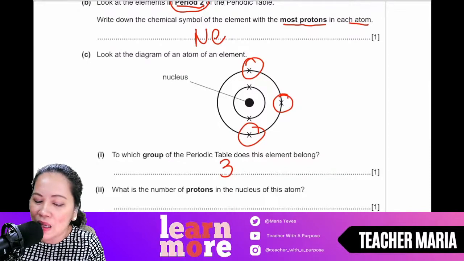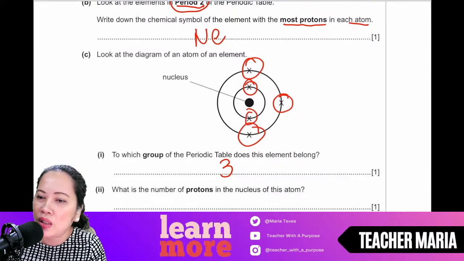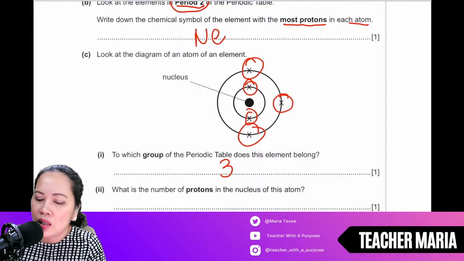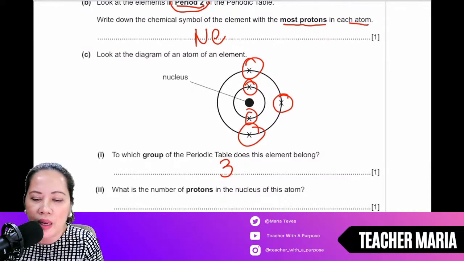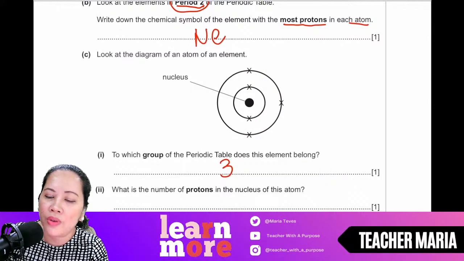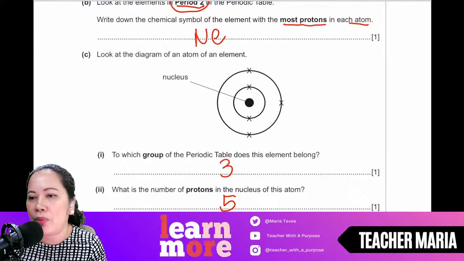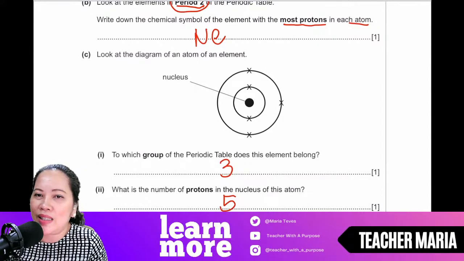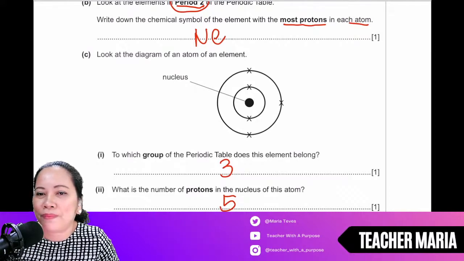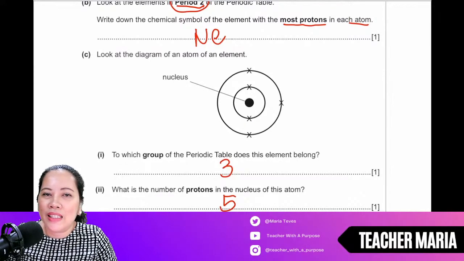Okay. What is the number of protons in the nucleus of this atom? How many protons? The number of electrons is 1, 2, 3, 4, 5. So the number of protons will be 5. Yes, we will play, Ambery. Yes, that's right. Okay. Well done. All right, so that ends our science for tonight.